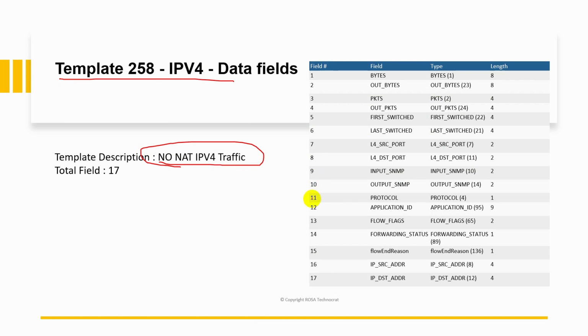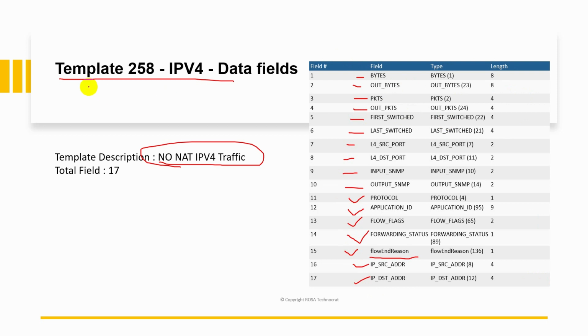If you receive this traffic, these are the different fields that are captured and sent to the NetFlow collector. It collects bytes, out bytes, packets, out packets, when it was first switched, then the source port, destination port, SNMP, output SNMP, what kind of protocol the traffic is, the application ID, and the flow flags based on the TCP handshake. It also includes the forwarding status, and why the flow ended on the firewall, the flow end reason, and then source address and destination address. So this is what is called a template. The template tells you what fields are captured to create the NetFlow record to be sent to the NetFlow collector.